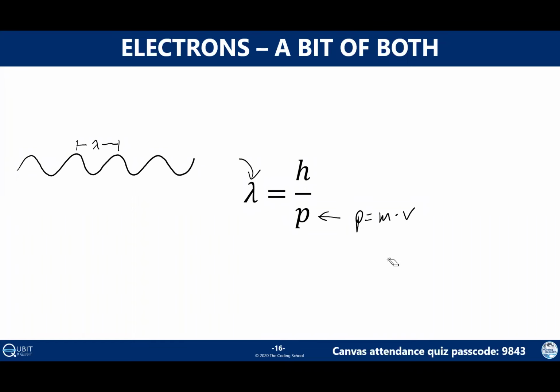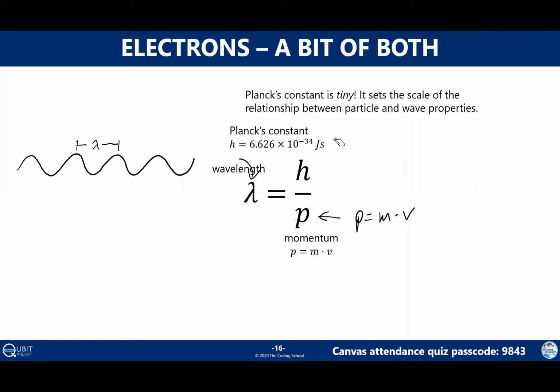Now that leaves us with just one letter, and that's h. h is called Planck's constant, and it's just a constant number. I think I have it on the next slide, yes, there we go. Planck's constant, and it's equal to this. No need to memorize this, of course, you will always be able to look it up. But it is sort of like the defining number that tells us how wavelength and momentum are correlated with each other.